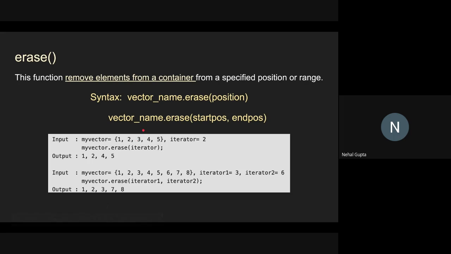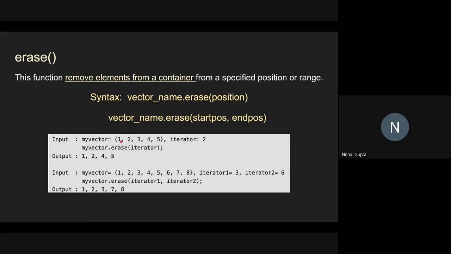Okay. So yeah, I was here. The elements between this given range will get removed. And similarly, you have another function called clear. The clear function removes all the elements from the vector container. If you want to delete all of the elements, you simply write clear. That function you can read from Geeks for Geeks, but I'll just explain the erase function again.